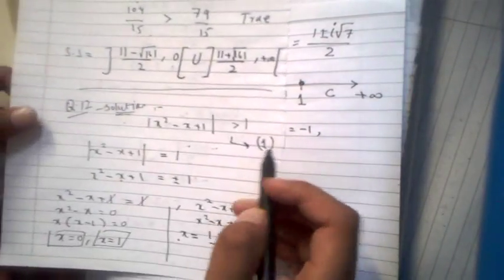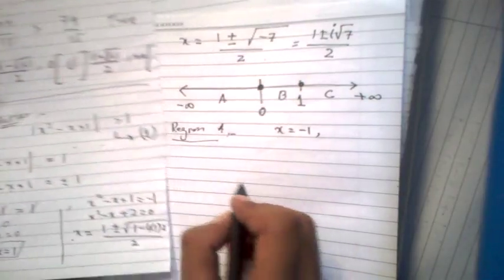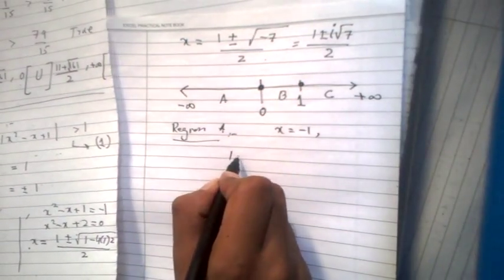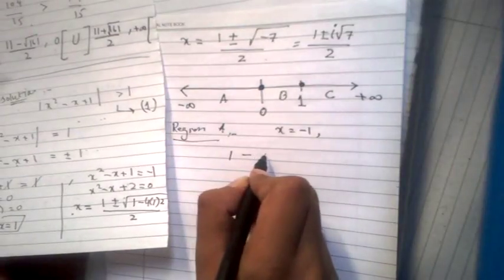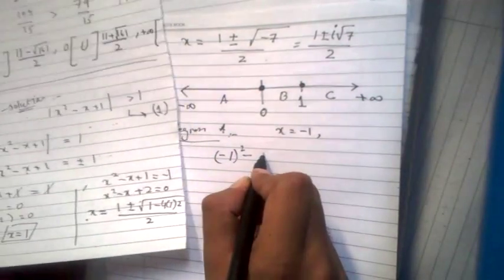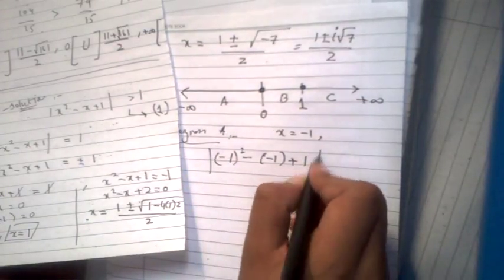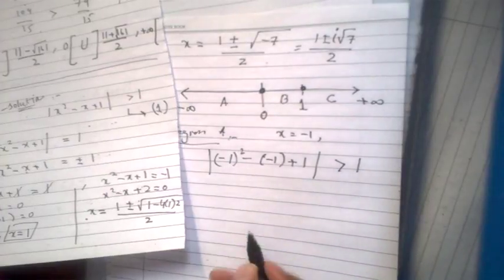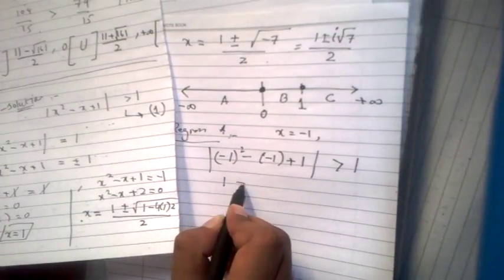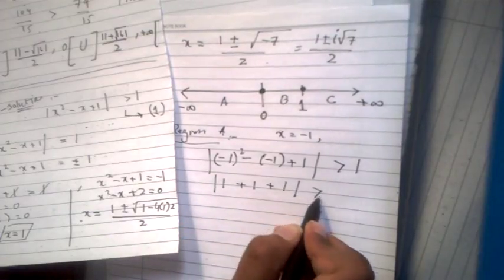Your inequality is absolute value of x square minus x plus 1 is greater than 1. X square, that is 1, minus x, plus 1, absolute value is greater than 1. Solve it. 1 plus 1 plus 1 is greater than 1. This is true.